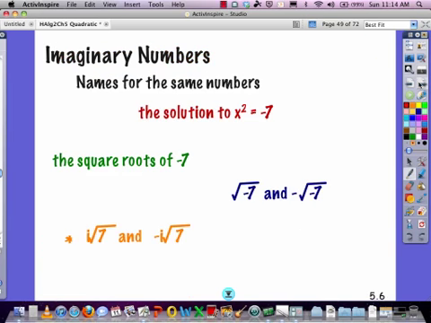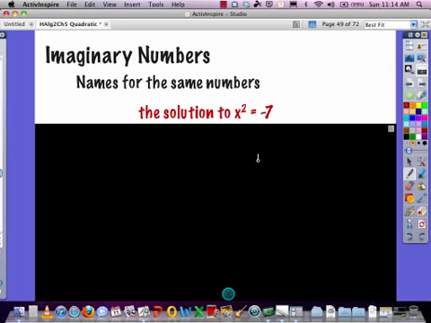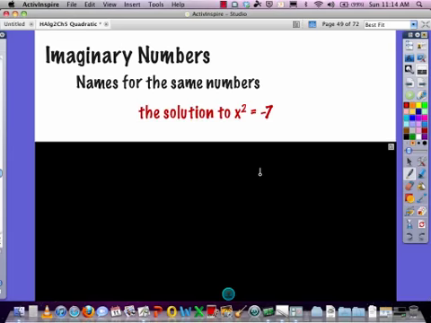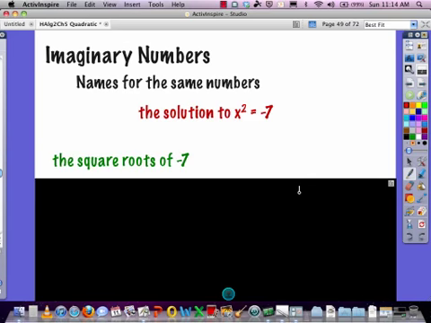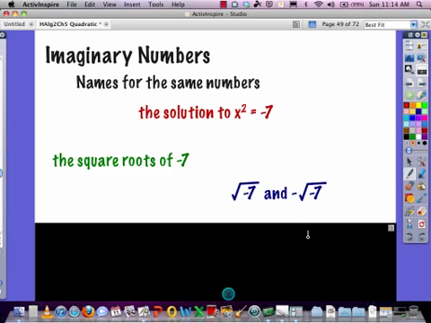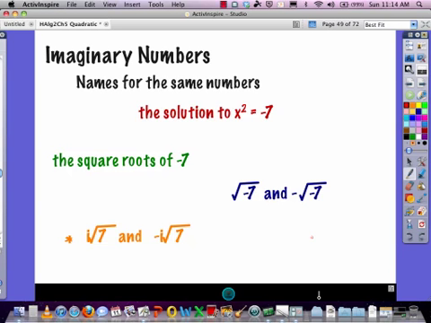So the imaginary numbers go something like this. Names for the same thing. If I said, what is the solution to x squared equals negative 7? Most of you would start taking the square root of both sides. That's the same as, what are the square roots of negative 7? You think about what results. And then the expression, the square root of negative 7 and negative square root of 7. These are all names for the same thing.